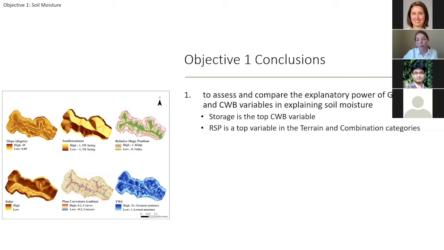RSP was a top variable in both terrain and combination categories, which is in the upper right-hand corner. So it's showing us topographic position and where that site falls within a slope. Southwestness was a top variable for gravimetric water content, and then slope steepness was a top variable for TDR. So there was slight variation there, but overall, both the soil moisture metrics showed the same trend.